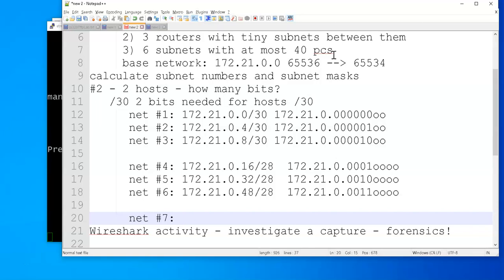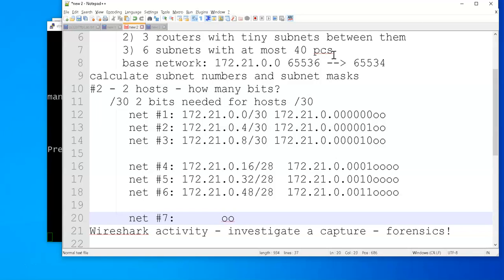We're subnetting a class B. What would be a network? Think of this: how many bits do I need to include at least 40 PCs in the host section of the subnet? So you think to yourself, how many bits do I need to make that the host part?